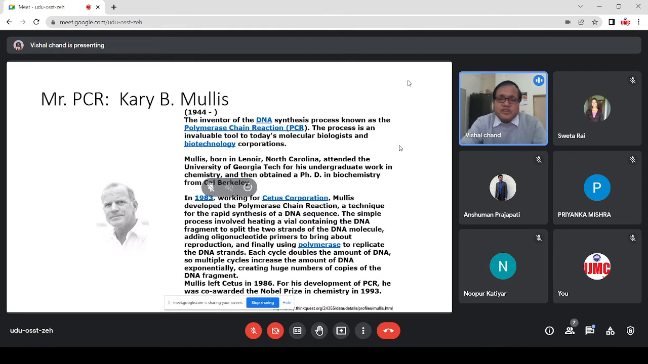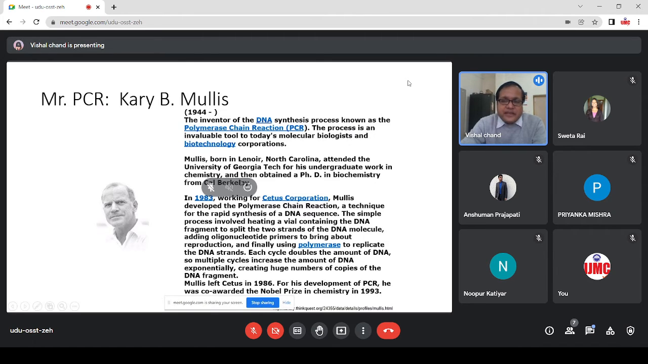Now, the inventor of the DNA synthesis process known as the polymerase chain reaction, the process is an invaluable tool to today's molecular biologists and the biotechnology corporations. After 1983 it was seen that PCR is an invaluable tool to today's molecular biologists and the biotechnological corporations.